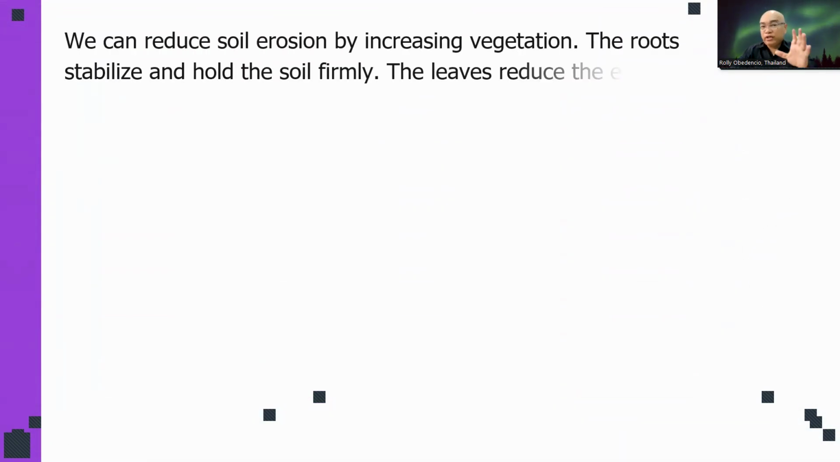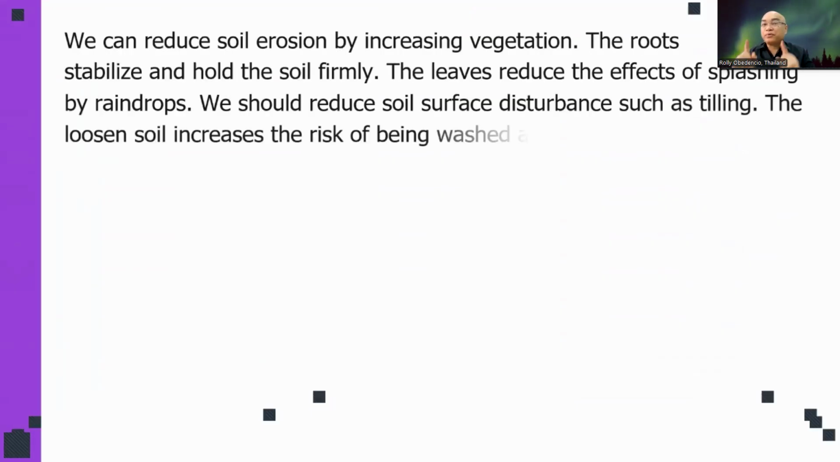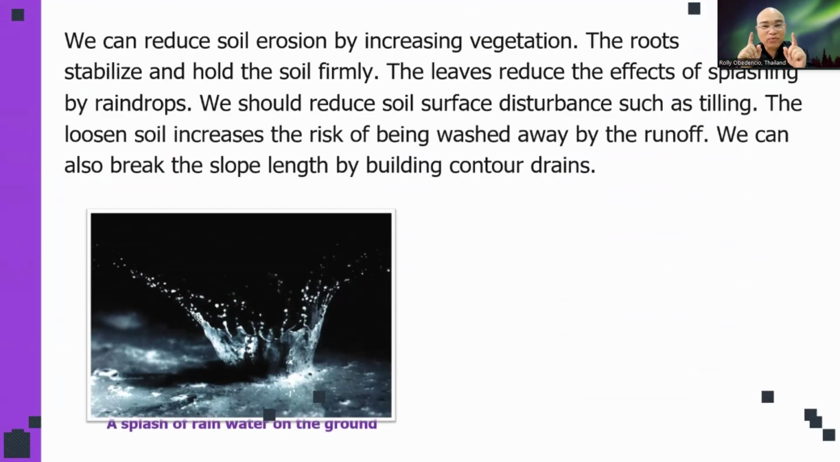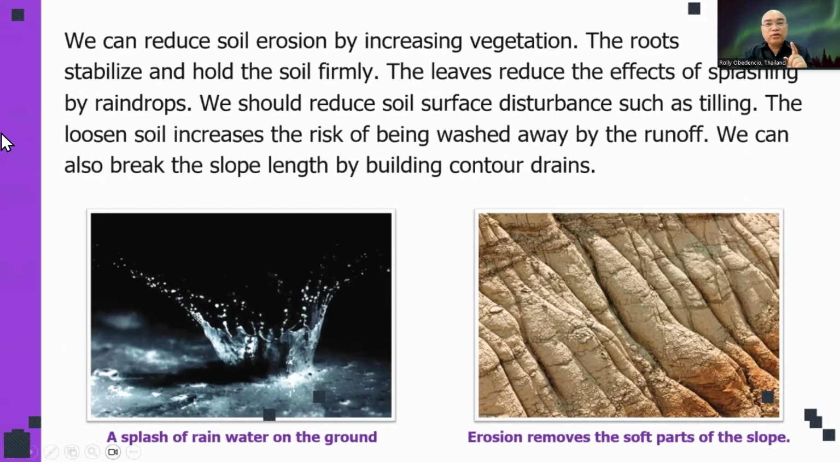So we can reduce soil erosion by increasing vegetation. That is why we need to plant, right? So the roots stabilize and hold the soil firmly. The leaves reduce the effects of splashing by raindrops. We should reduce soil surface disturbance such as tilling. The loosened soil increases the risk of being washed away by the runoff. We can also break the slope length by building contour drains.